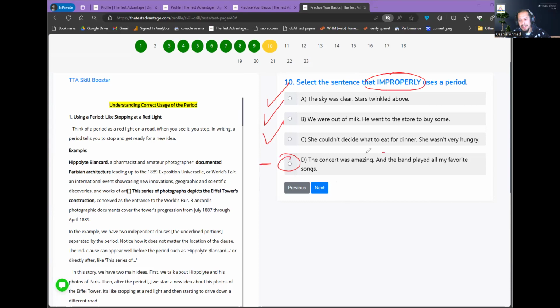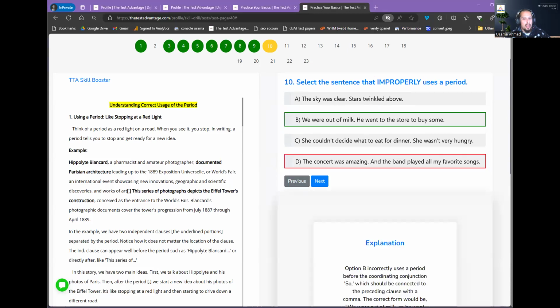All right, the concert was amazing, period. And the band played all my favorite songs. We need a comma here, not a period. Improper, incorrect. It's answer D. Oops. Need to fix this as well. So weird. I knew this one made me uncomfortable.